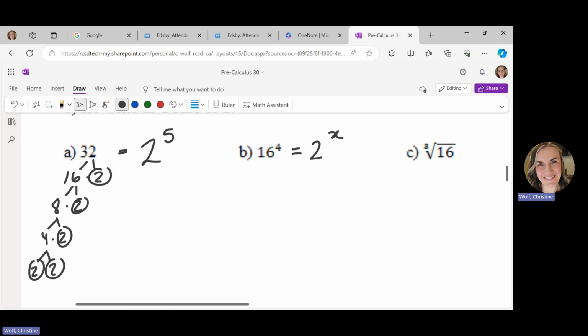So we want to rewrite 16 to the power of 4 as something with a base of 2. Then what do I do? Because my left side and my right side don't have the same base. They're not bases of 2. I can only drop the bases if they're the same. So what do I do? Carl?